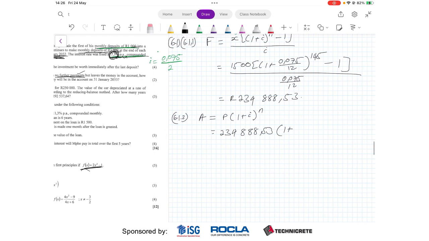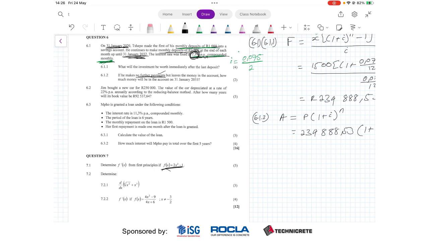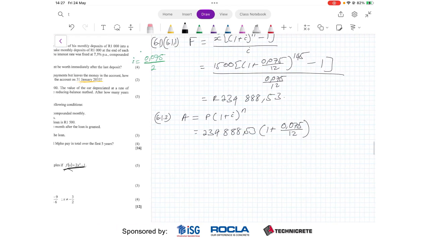So that's going to be 0.075 divided by 12, to the power of the number of months, because remember, it's only in the account from 31st January 2032 up until 31st January 2033. That is the space of a year, which tells you that n is equal to 12. Therefore, your amount at the end of the investment period will thus be 253,123.54.